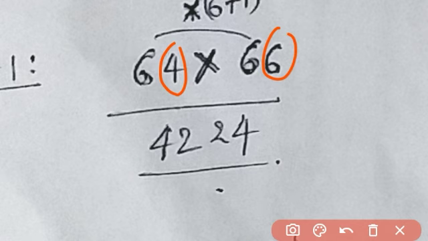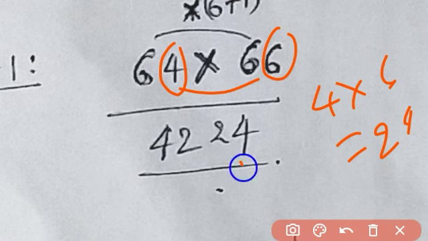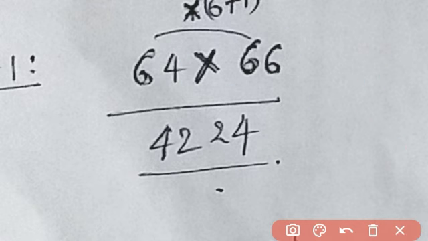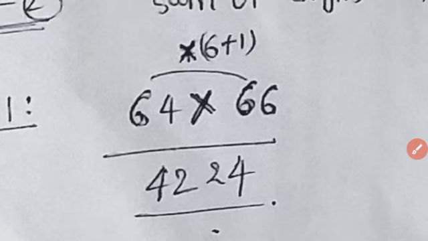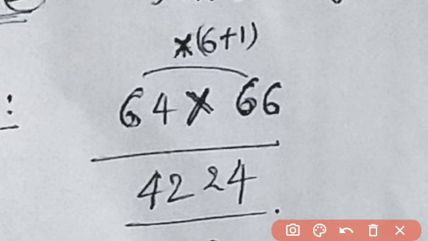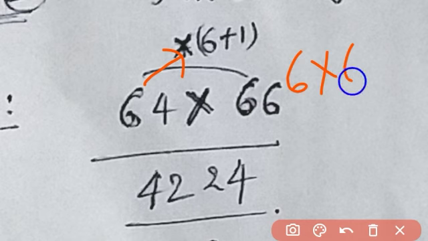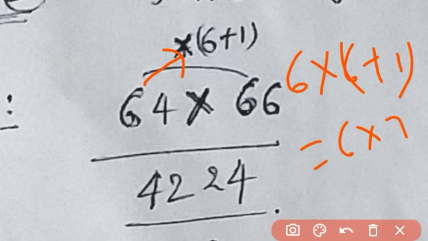4 and 6. 4 into 6, 24. Here you have to write 24, and in the next step you have to multiply 6 with the next number. That is 6 into 6 plus 1, that is 6 into 7, that is 42. Here is 42.